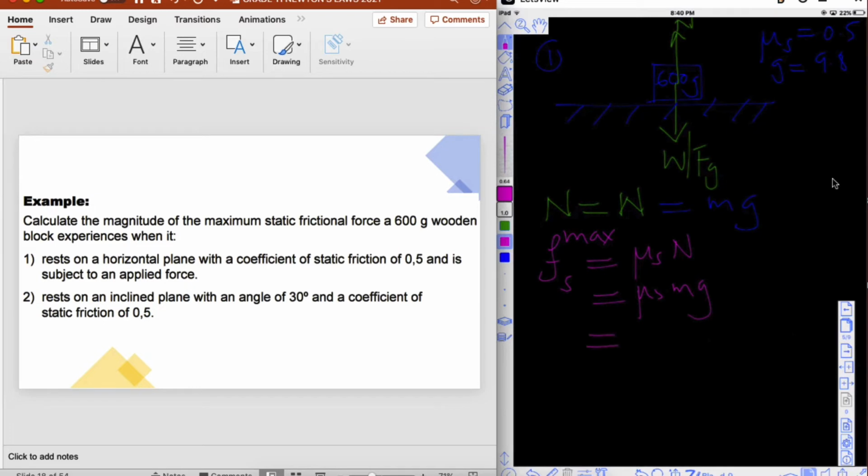Okay, so now substituting our values, mu s is 0.5 times the mass. Take note the mass is 600 grams. However, we have to convert the 600 grams into SI units, which are kgs. So we should divide by 1,000 to convert them into kgs from grams. Then times g, which is 9.8 meters per second squared. After computing in your calculator, you are going to get 2.94. And since this is a force, it's in newtons.